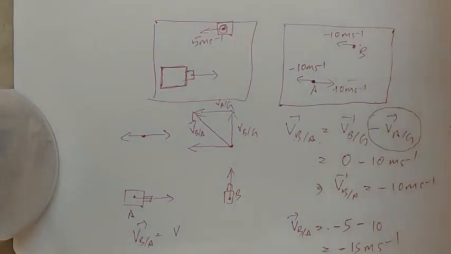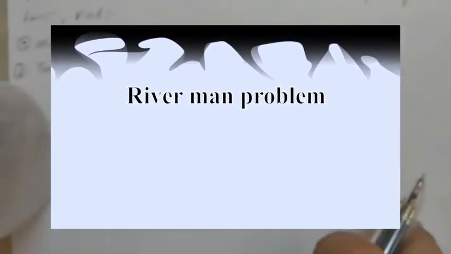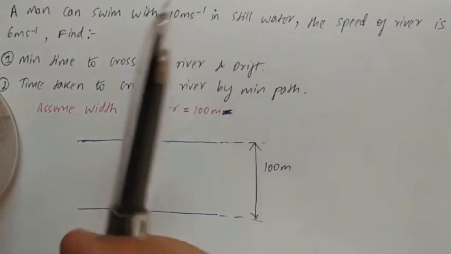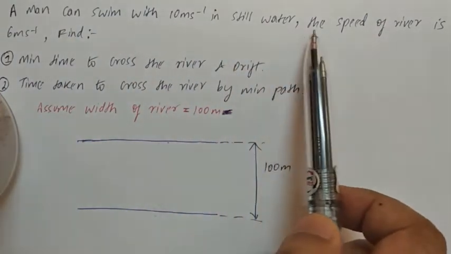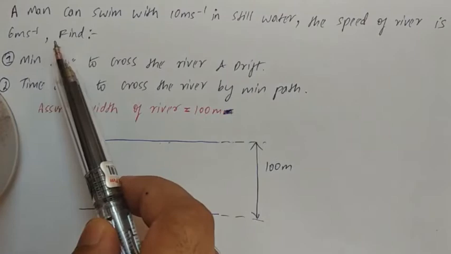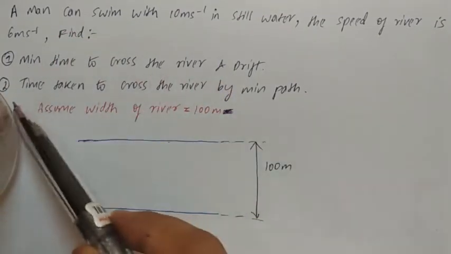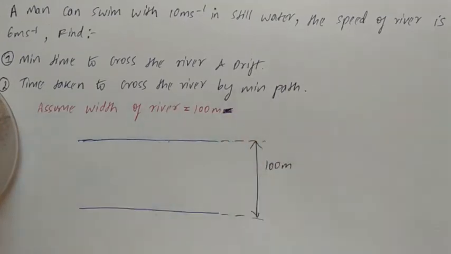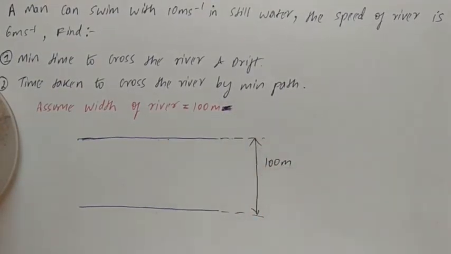Now let us understand the problem to make this idea more clear. In this problem, we have been given that a man can swim at 10 meters per second in still water. The speed of the river is 6 meters per second. Find number 1, the minimum time to cross the river, and number 2, the drift and the time taken to cross the river by the minimum path. We have also been given the width of the river, that is 100 meters.